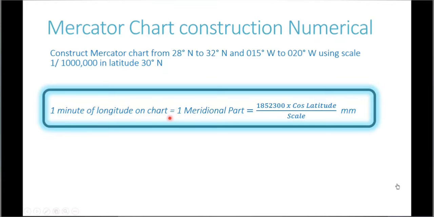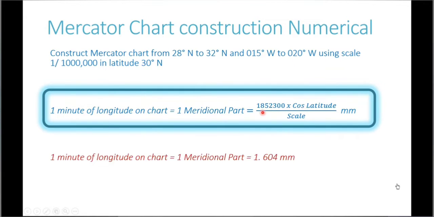Okay, so again that formula is repeated here: 1852300 into cos of latitude divided by the scale. Now, what latitude should we be using here in this formula? The latitude which is used here is the same latitude on which the scale is referenced. So you see in this question, the scale is referenced to latitude 30 degrees north. So this is what we will be using in the formula here.